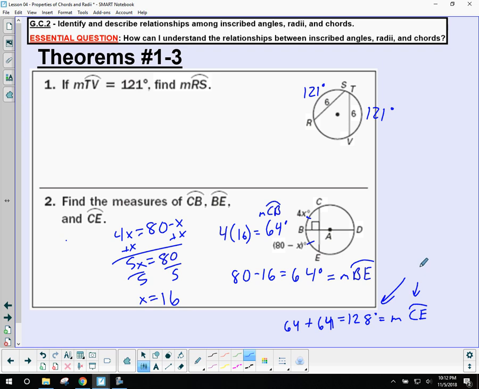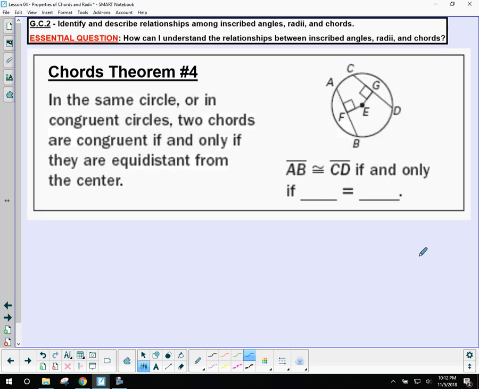Ooh, 4. I think this is the last one. Go ahead and pause the video when I get done so you can jot down these notes. I really feel like this is the one that has different letters.